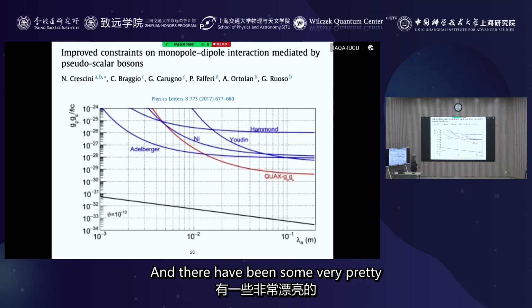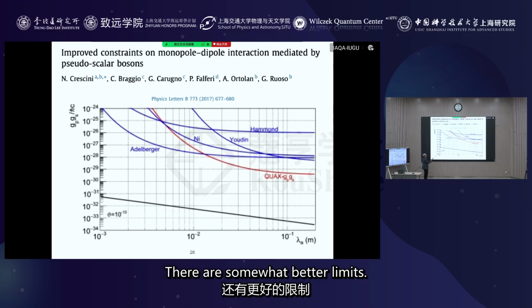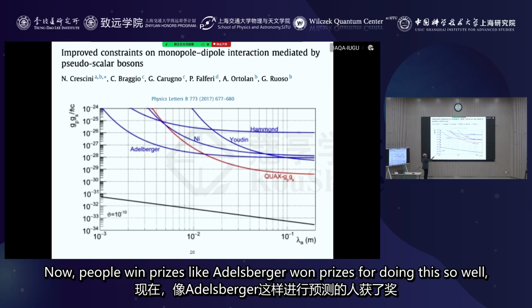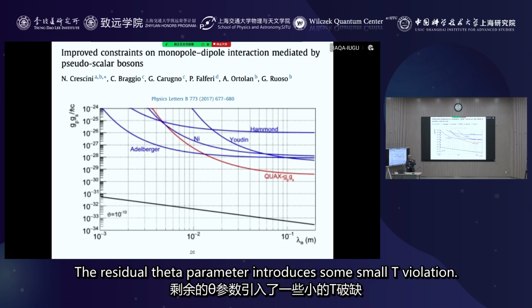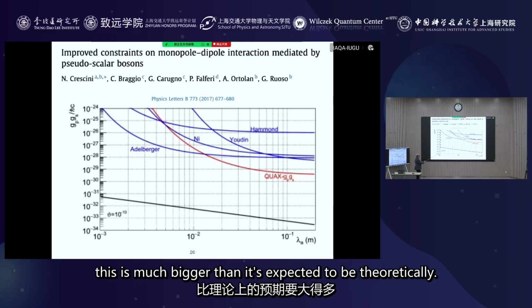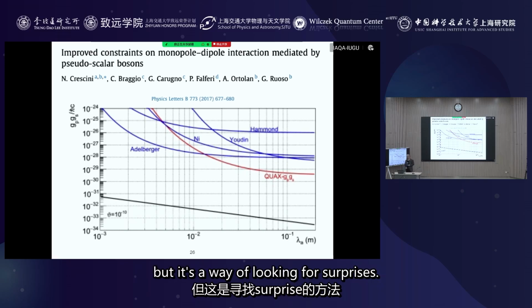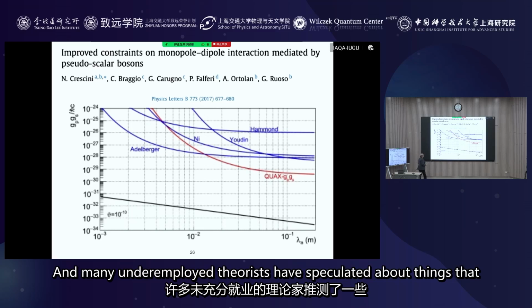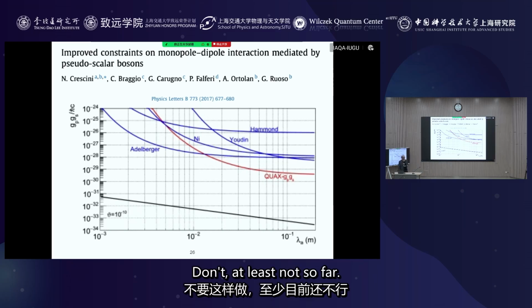And there have been some very pretty experiments looking for this sort of thing. This is not up to date. This is 2017. There are somewhat better limits now. People win prizes, like Adelberger won prizes for doing this so well. The QCD predictions, even if theta is as big as it can possibly be, the axion has a small T violation. The residual theta parameter introduces some small T violation. If it's as big as it can be experimentally, which is much bigger than it's expected to be theoretically, it would be this line. So it's not a great way of looking for axions, but it's a way of looking for surprises. And many underemployed theorists have speculated about things that would have given a non-zero signal. They don't. At least not so far.